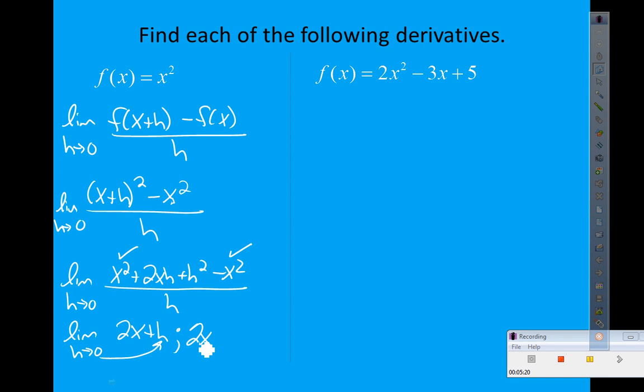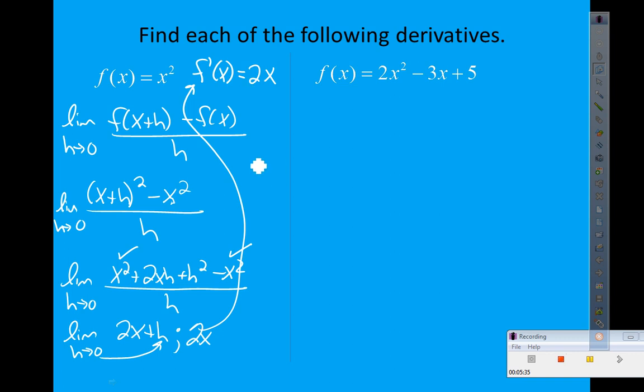Notation is big. If you don't do your notation for me, I dock you pretty big. Here's what the notation looks like. F prime of x then equals 2x. What does that really mean? The slope of the tangent line of x squared can be found by the formula 2x. And then if I wanted you to find the slope at a certain place, you just plug in that.